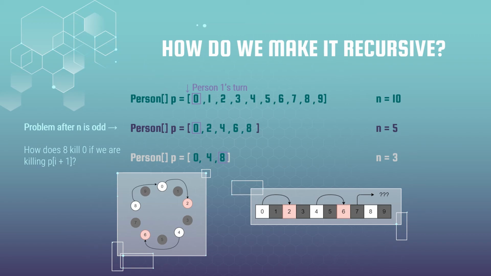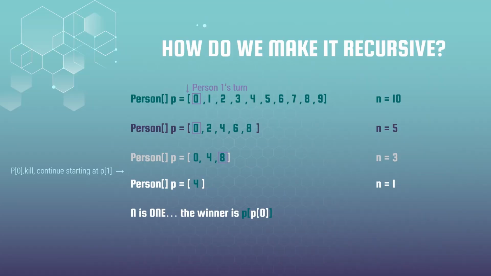To solve this issue, we made the Josephus algorithm recursive, passing in a myTurn index to indicate who needs to go first. Since the myTurn index of this iteration is not 0, this means that it's the last person's turn, and they are about to kill spot 0. Afterwards, we will continue as usual. 4 kills the next spot, 8. In our next iteration, n is 1, so we have found our winner.